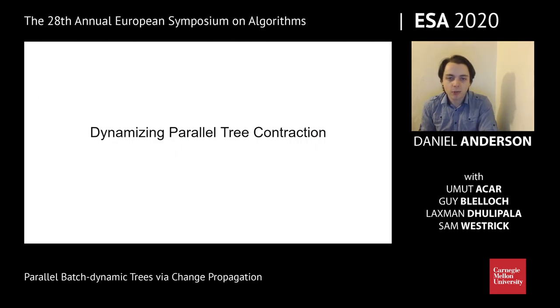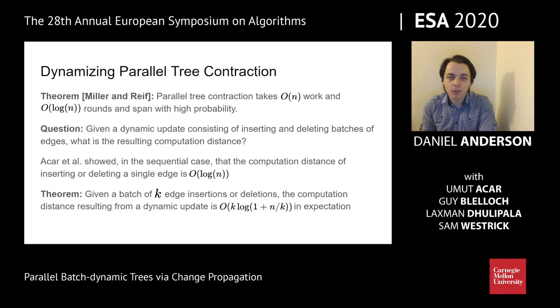Now that we have our framework for change propagation, all that remains is to analyze parallel tree contraction and show that it can be dynamized efficiently. We can start by looking at the original analysis of Miller and Reif. They showed that parallel tree contraction takes just order n work and log n rounds and span with high probability. All this leaves for us to do then is to analyze the computation distance resulting from a dynamic update when we insert or delete a batch of edges.